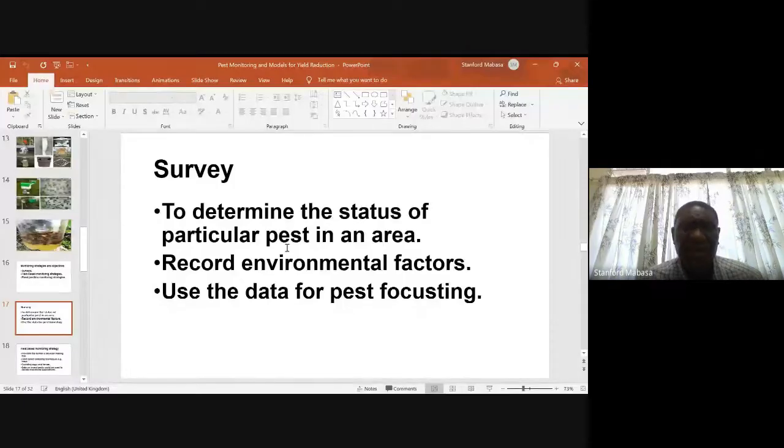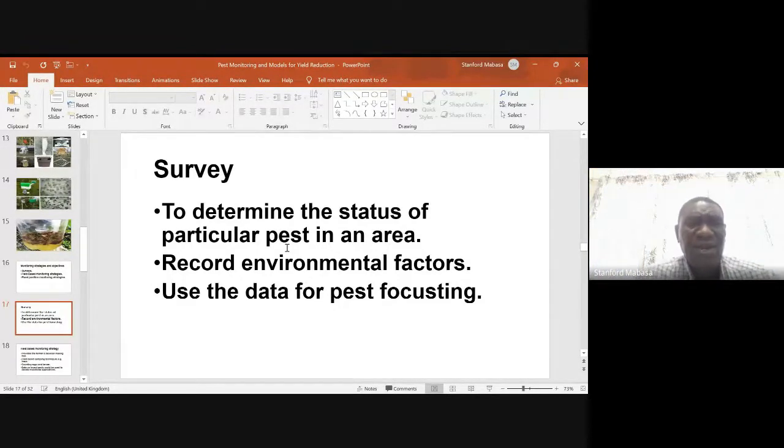So what are the monitoring strategies and the objectives? Now, in monitoring, we can use surveys. We can do field-based monitoring strategies. We can also do fixed position monitoring strategies. So let us focus on the survey.